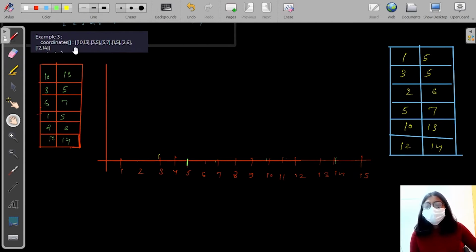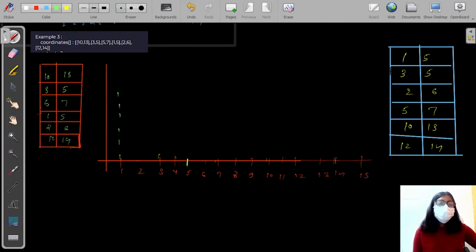Okay. So this is my example from my question. This is my third example. So coordinates are 10, 13, 3, 5, 5, 7, 1, 5, 2, 6, 12, 14. Now I'm going to arrange these balloons here. First of all, I am going to sort this coordinates array according to the ending point of my balloons.